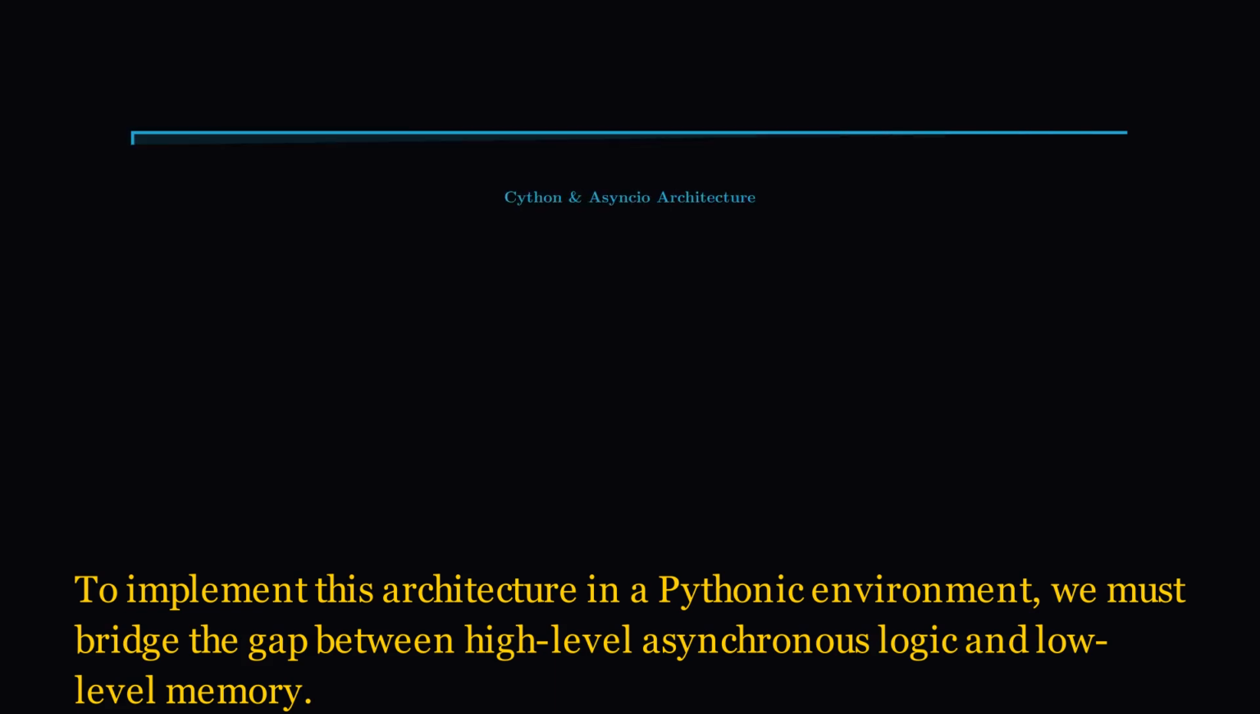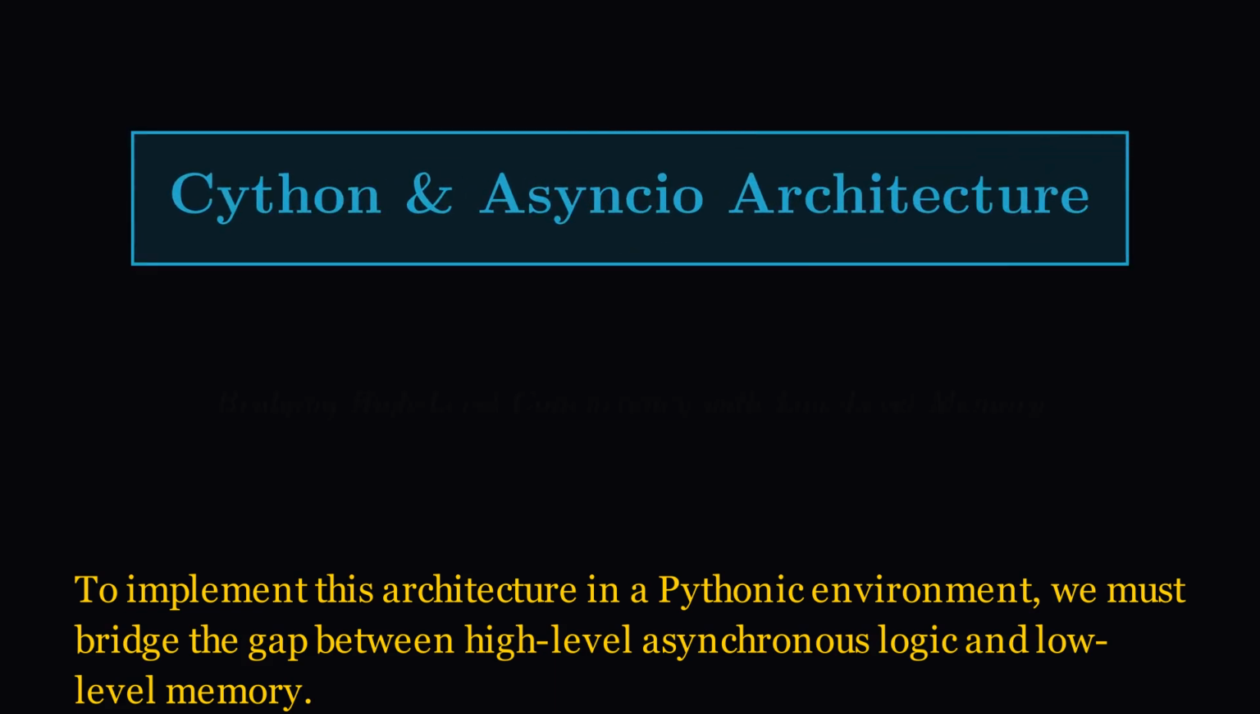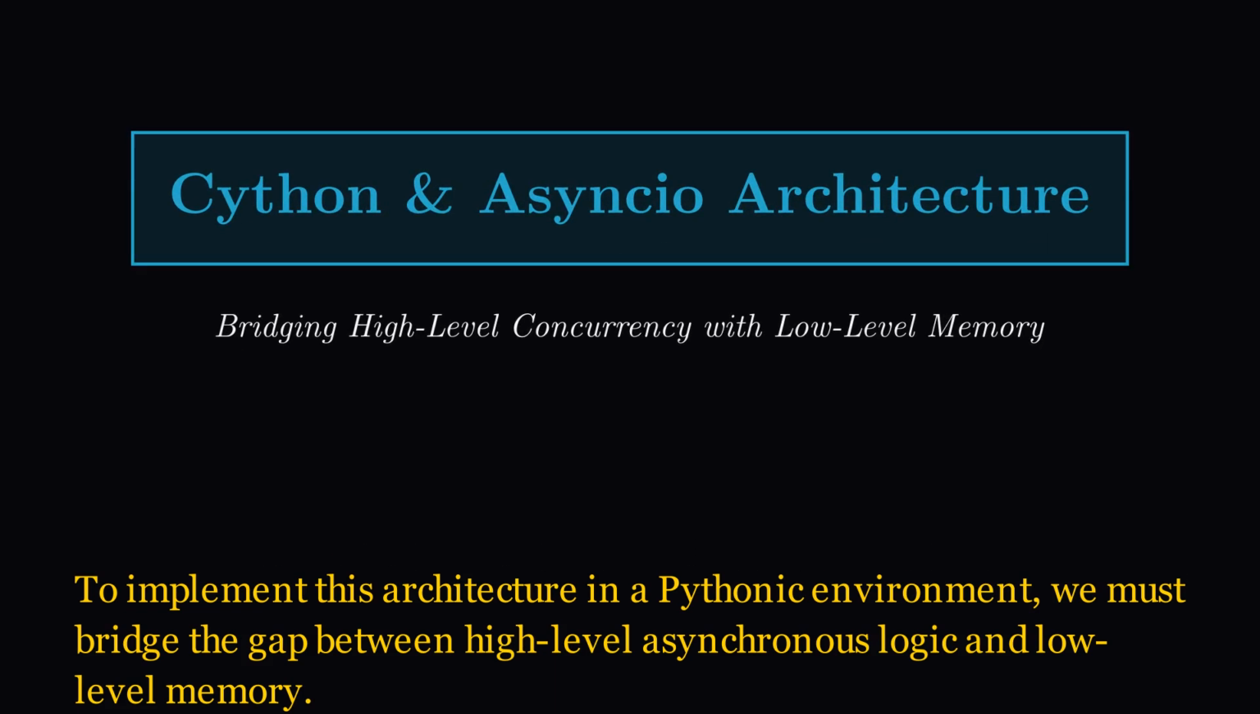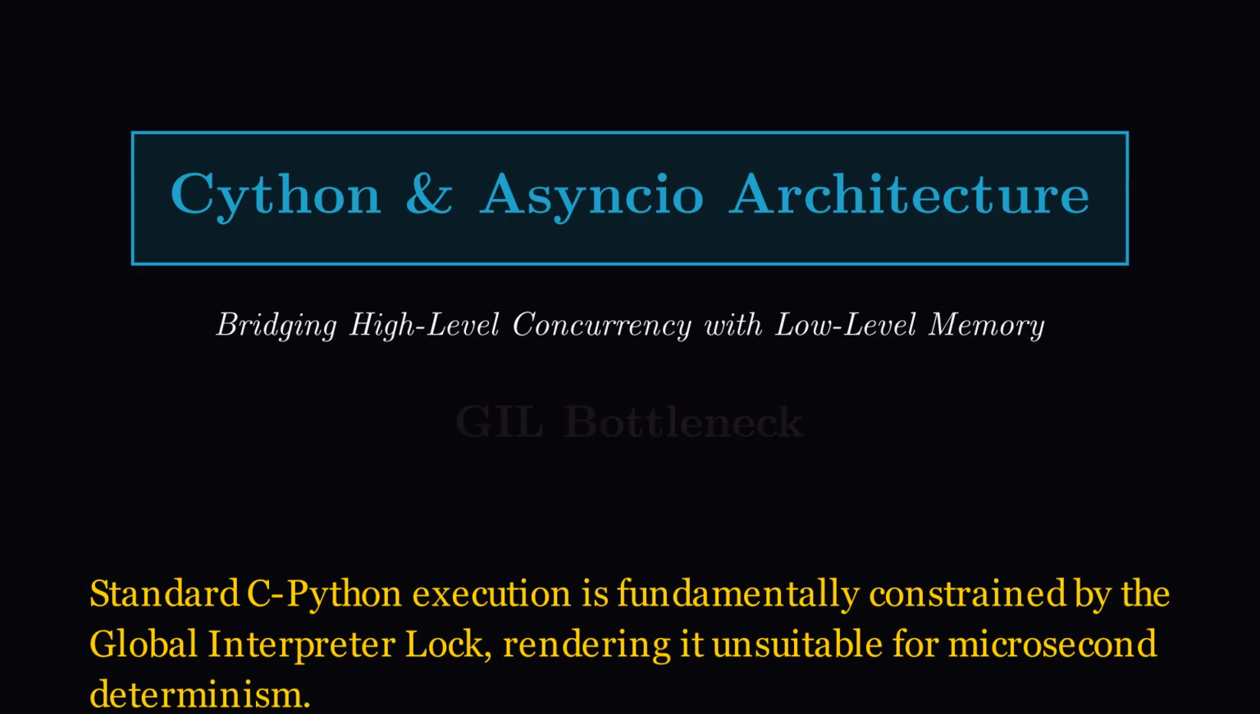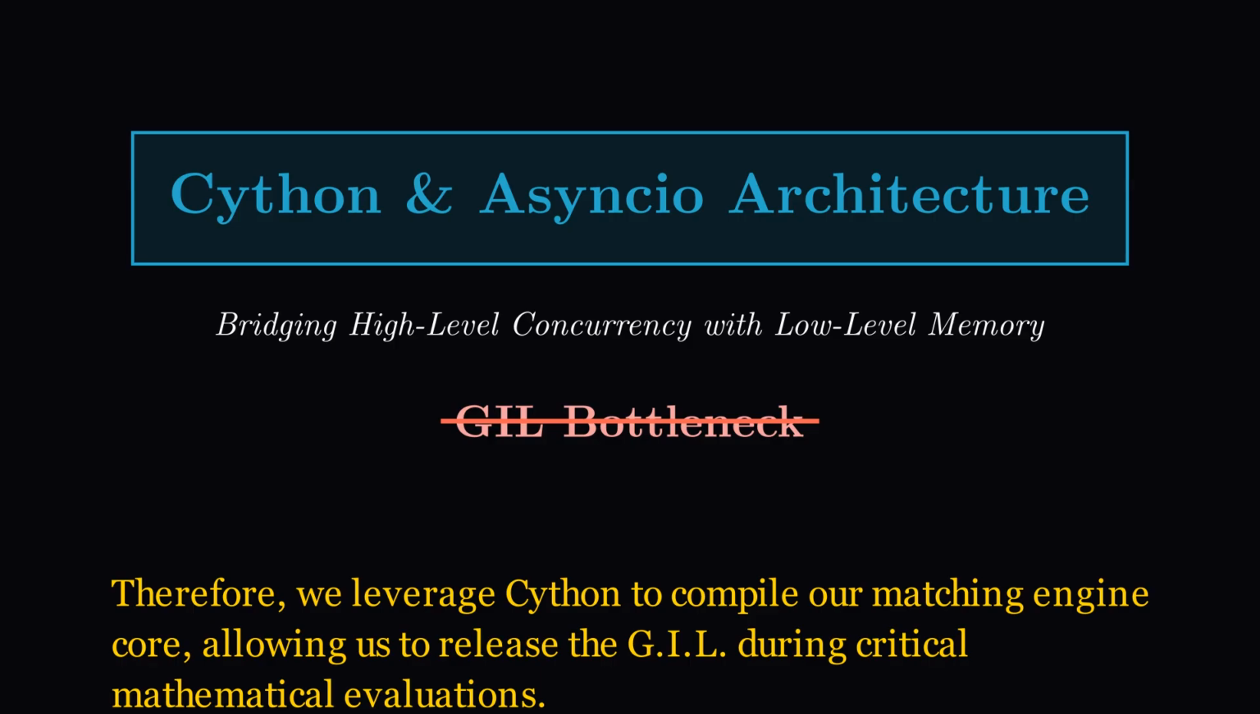To implement this architecture in a Pythonic environment, we must bridge the gap between high-level asynchronous logic and low-level memory. Standard CPython execution is fundamentally constrained by the global interpreter lock, rendering it unsuitable for microsecond determinism. Therefore, we leverage Cython to compile our matching engine core, allowing us to release the GIL during critical mathematical evaluations.